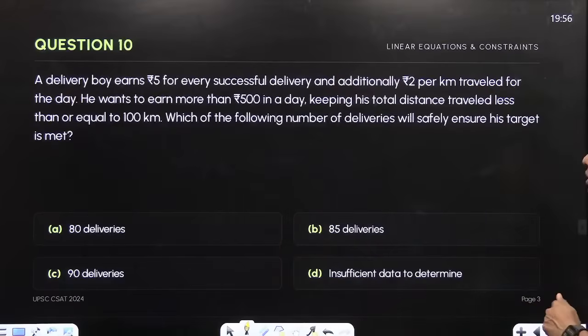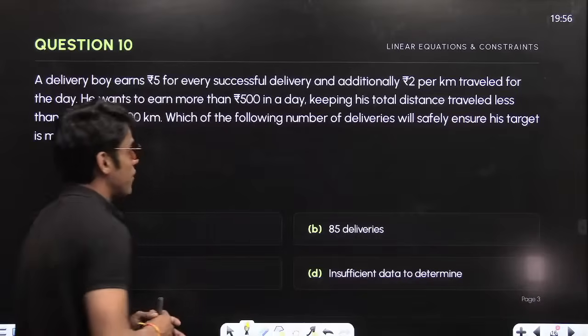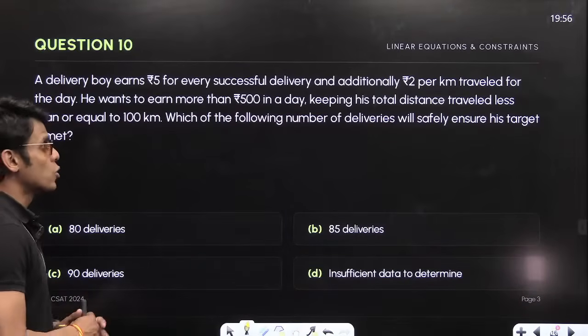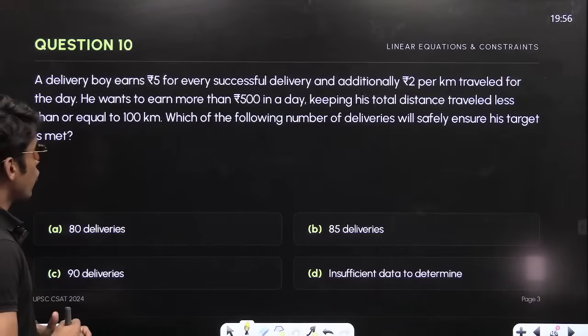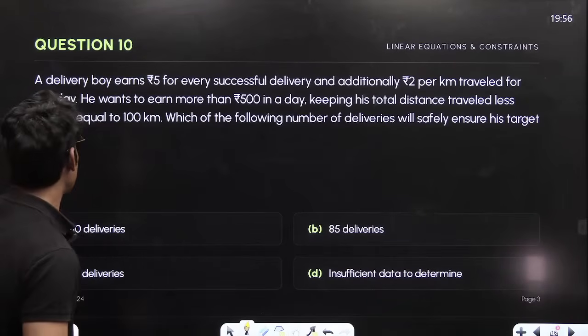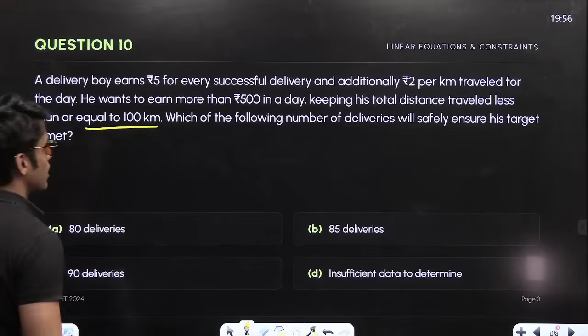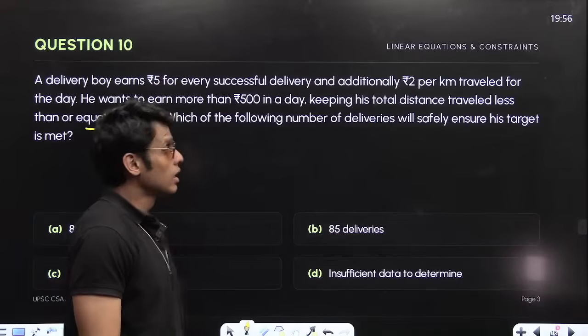Next up, problem number 10. A delivery boy earns ₹5 for every successful delivery and additionally ₹2 per kilometer traveled for the day. He wants to earn more than 500 in a day, keeping his total distance traveled less than or equal to 100 km. Which of the following number of deliveries will safely ensure his target?